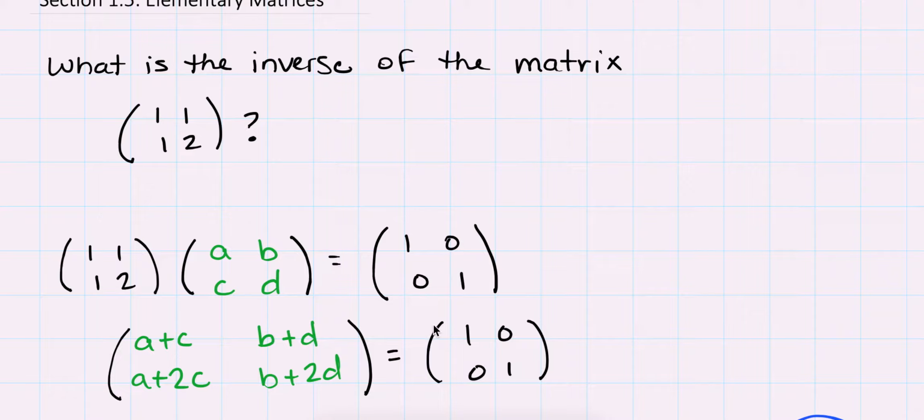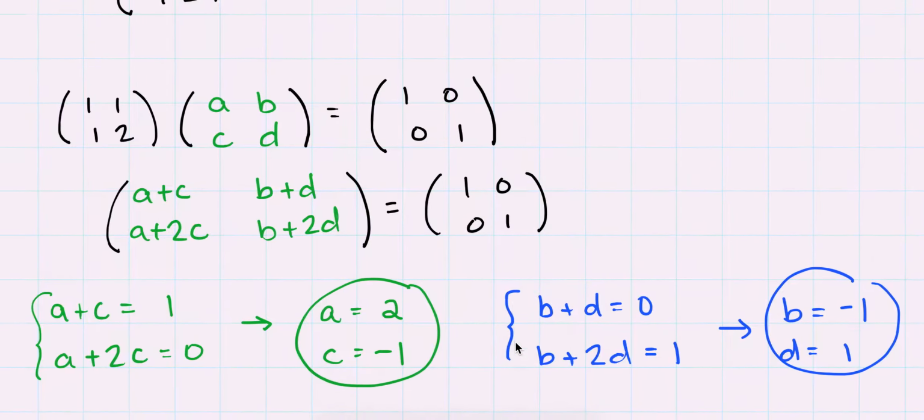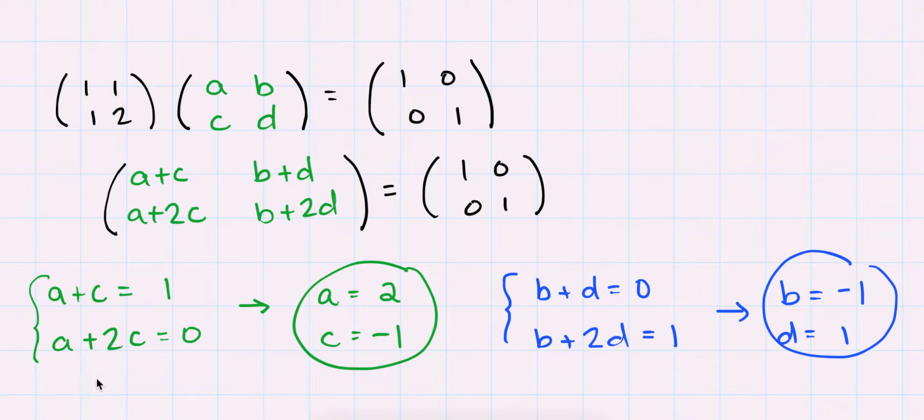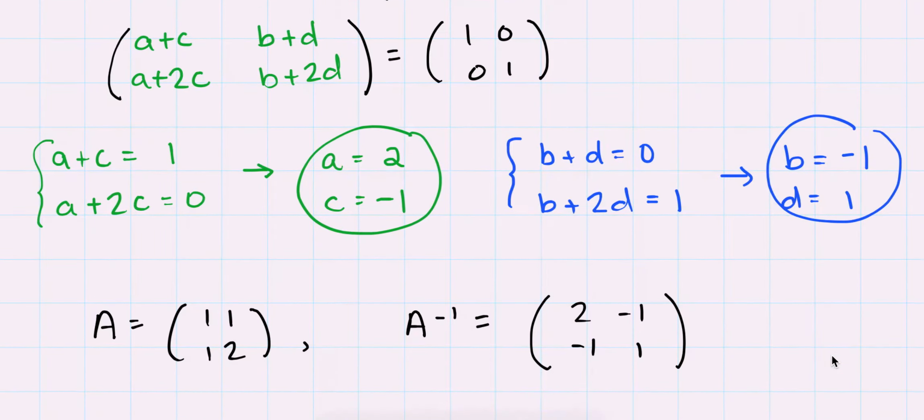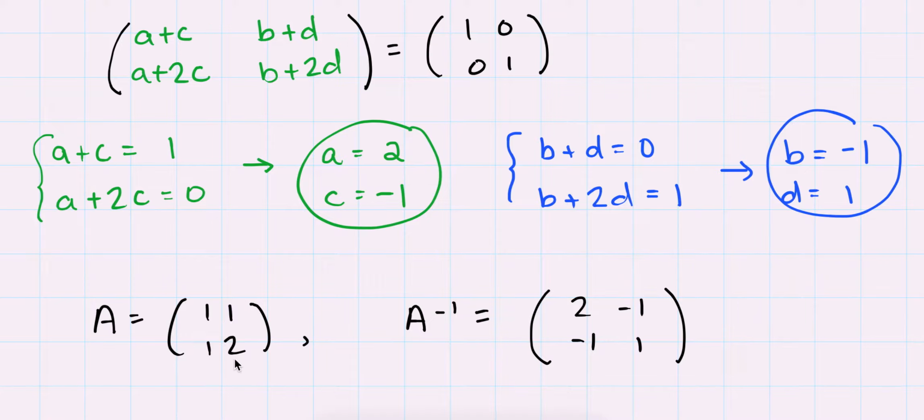And then since we want these matrices to be equal, we see that a plus c is 1, a plus 2c is 0, and so on. So we got a system of two linear equations with two unknowns involving a and c, and then we got another system involving b and d. And from those systems you can find a and c and b and d. And we find that for the matrix A, which is [1, 1; 1, 2], we have an inverse, which is [2, -1; -1, 1]. So that was the inverse of a 2 by 2 matrix.